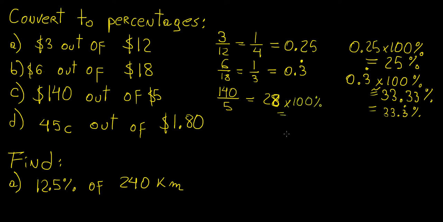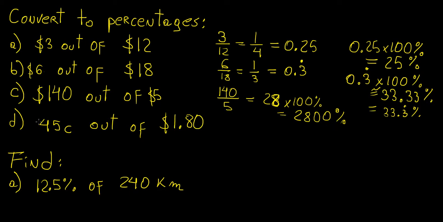So this one is going to become 2,800%. And that makes sense because 140 is a lot larger than 5. So if we're looking at it this way, we're saying that 140 represents 2,800% of $5.